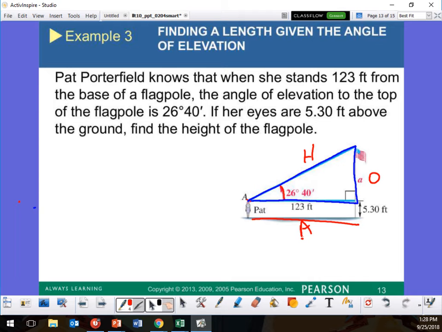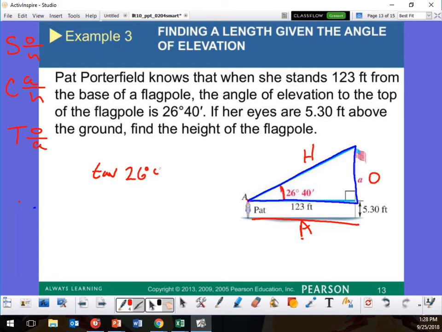Do we need to write it down? Yes. Do we need to write the mnemonic down? So let's see. So some old hippie caught another hippie tripping on acid, right? Yeah. So opposite over adjacent is going to be my tangent. So I'm going to write tangent. What's my angle?